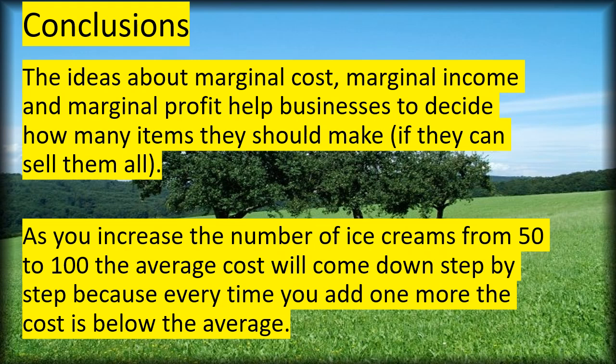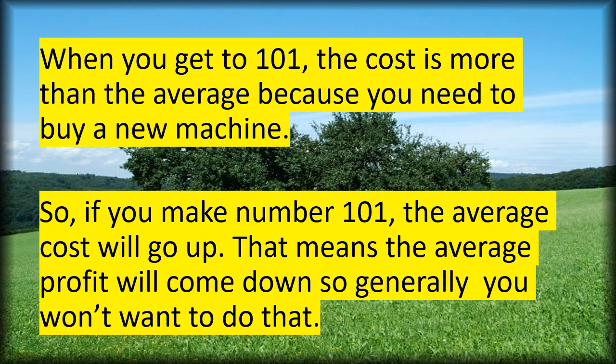So conclusions. The ideas about marginal cost, marginal income, marginal profit help businesses to decide how many items they should make if they can sell them all. As you increase the number of ice creams from 50 to 100, the average cost will come down step by step because every time you add one more, the cost is below the average. When you get to number 101, the cost is more than the average because you need to buy a new machine. So if you make number 101, the average cost will go up. And that means the average profit will come down. So generally, you won't want to do that.